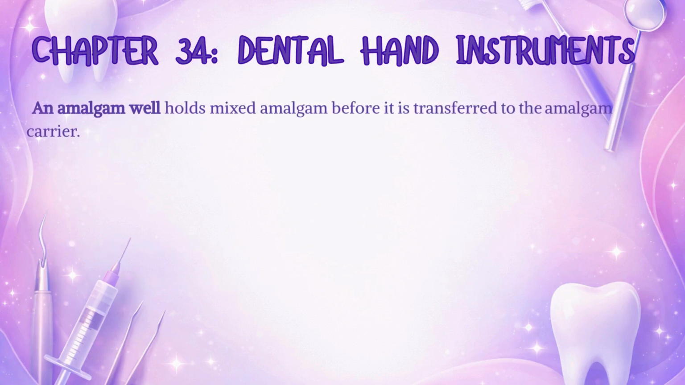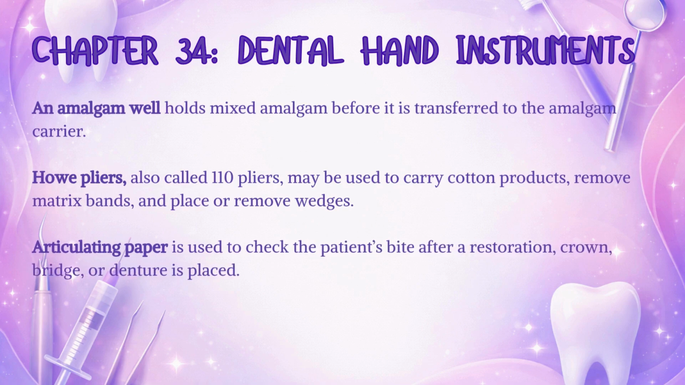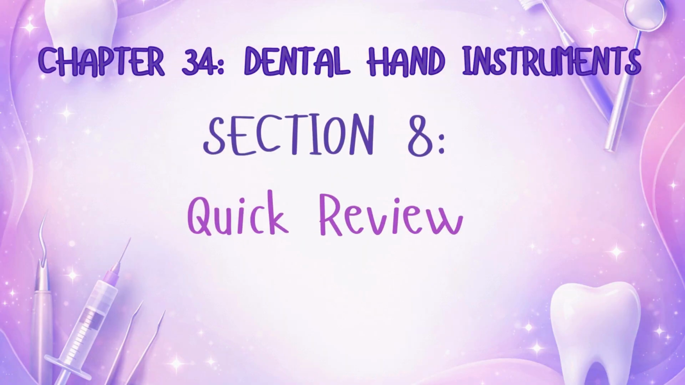An amalgam well holds mixed amalgam before it is transferred to the amalgam carrier, and Howe pliers, also called 110 pliers, may be used to carry cotton products, remove matrix bands, and place or remove wedges. And last accessory, articulating paper, which is used to check the patient's bite after a restoration, crown, bridge, or denture is placed. Let's do a quick review.